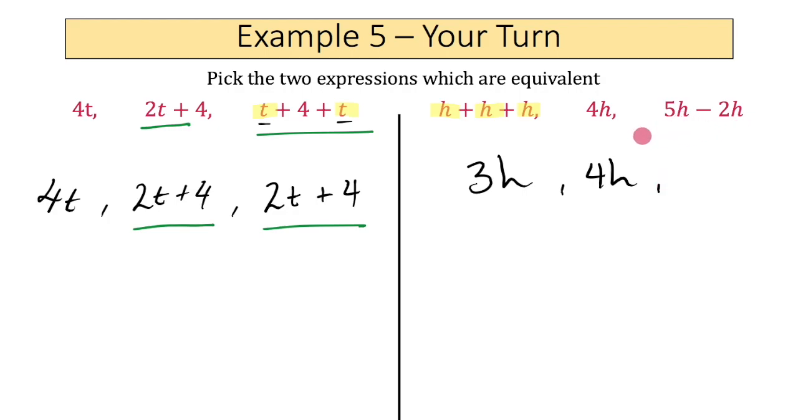And this over here, well, I have 5h and I have minus 2h. Both of these are like terms. So I can go 5 minus 2, that is 3h. And therefore, we can see that 3h, they're the same. So therefore, this and this are equivalent expressions. So hopefully you got both of those correct.